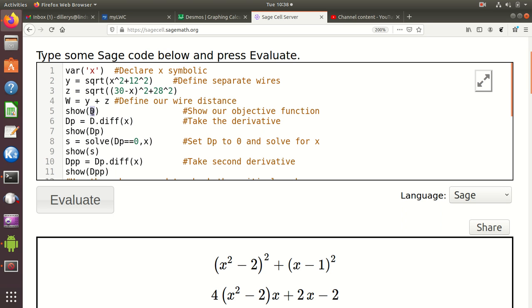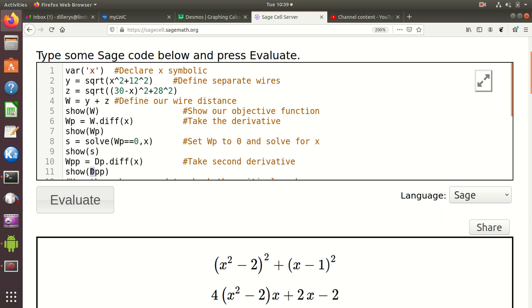And then I'll show our objective function, and then I will take its derivative. So I'll do that. So that doesn't change, and I'll look at that, and I'll still want to solve that, so I'll still call it S, and W prime equals 0. So set, and here I'll change that to a W.